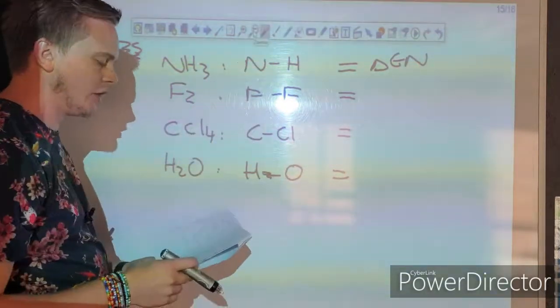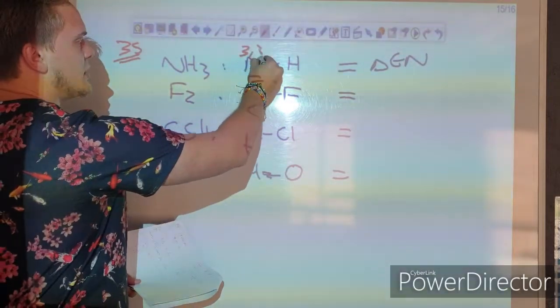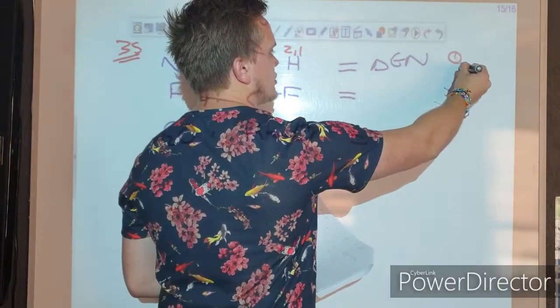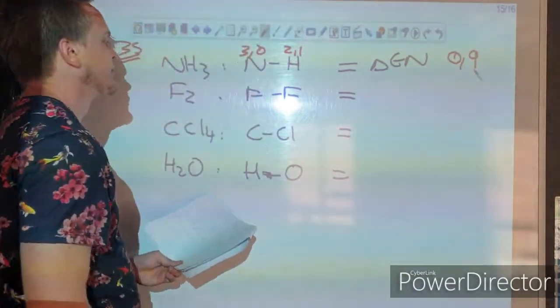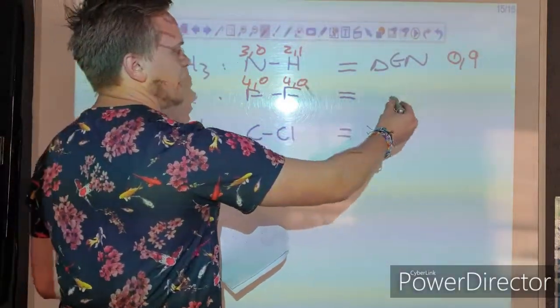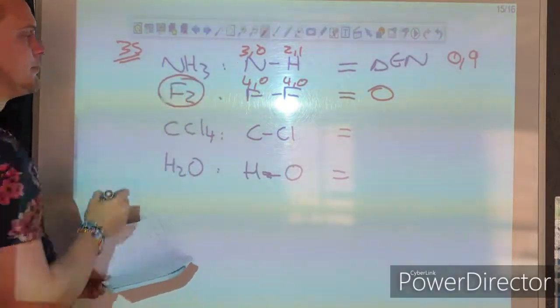You should know, or you can look it up, that nitrogen is 3.0 and hydrogen is 2.1. So we have an electronegativity change of 0.9, I think. Fluorine is 4.0 and 4.0, so the electronegativity difference is 0, and that's your correct answer actually, option B.